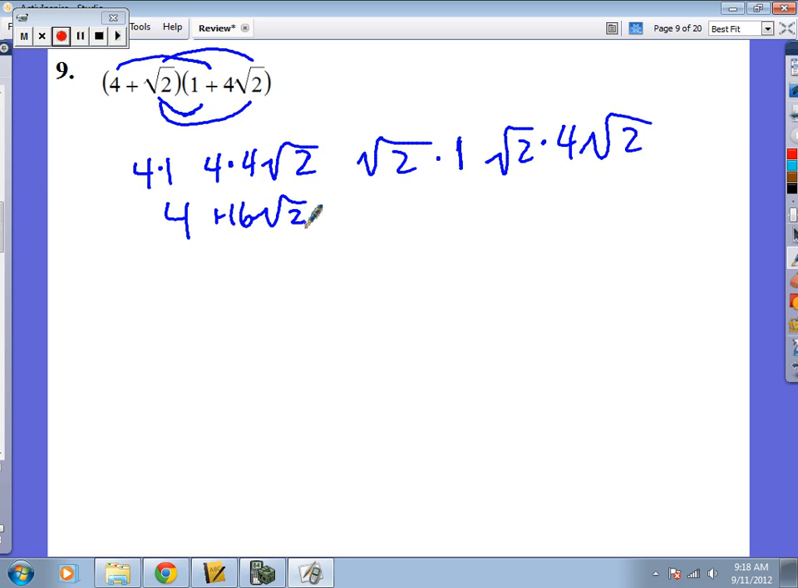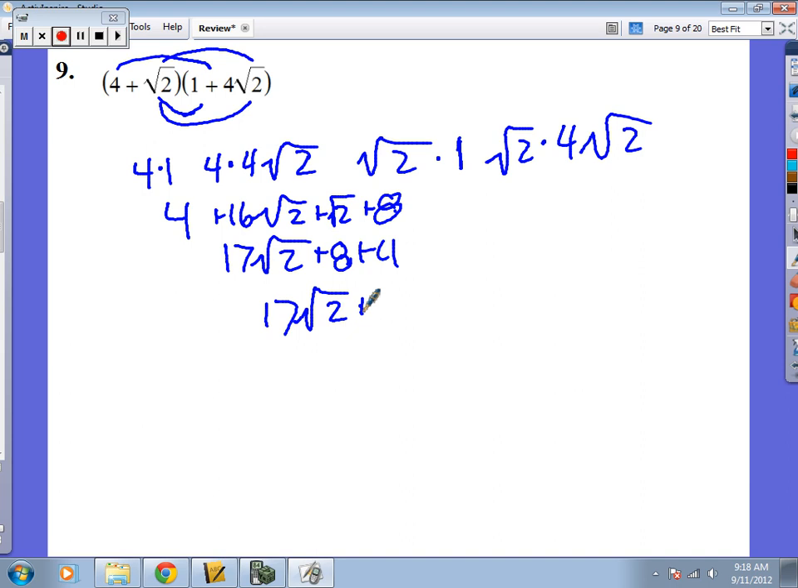And you would get 4 plus 16 over 2 plus 2 plus 8, and you would get 17 over 2 plus 8 plus 4, and that would equal 1 over 2 plus 12, and that's your answer. Is that right?